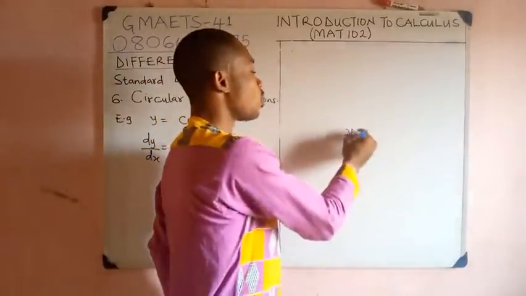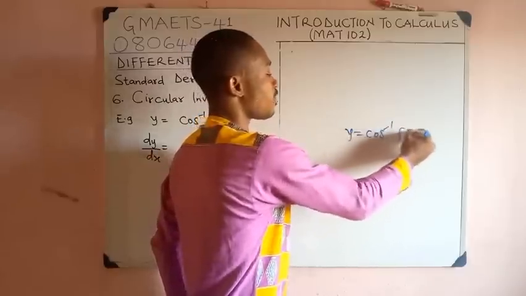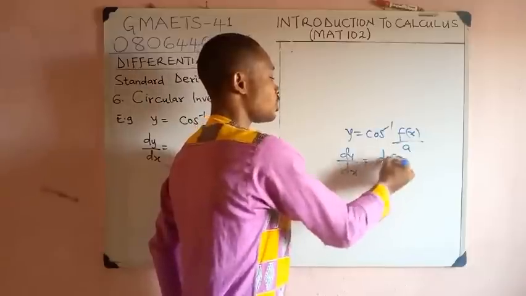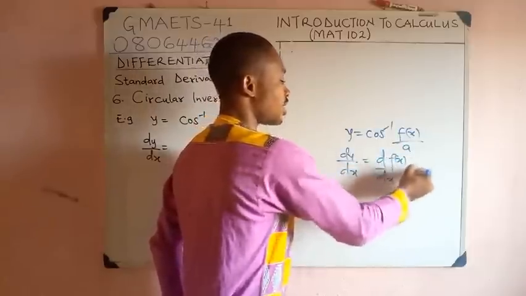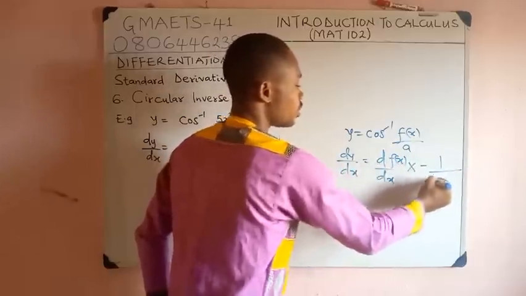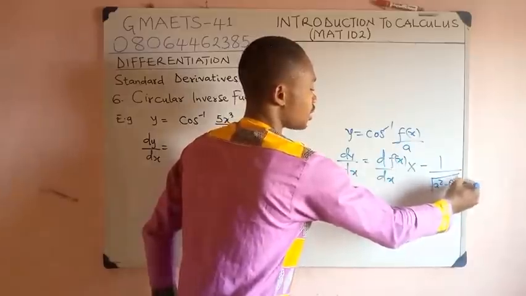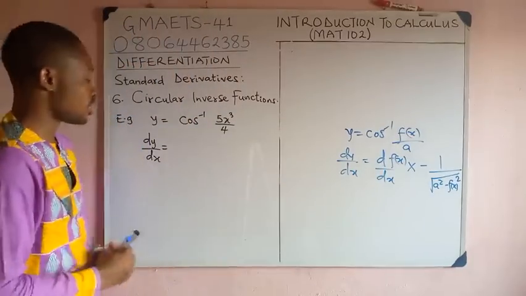If you have maybe y to be equal to cos inverse of f of x over a, then dy over dx was said to be equal to the derivative of f of x over dx, then times minus 1 all over the square root of a squared minus f of x. Alright? Everything squared. So we're going to use that standard to solve this problem.